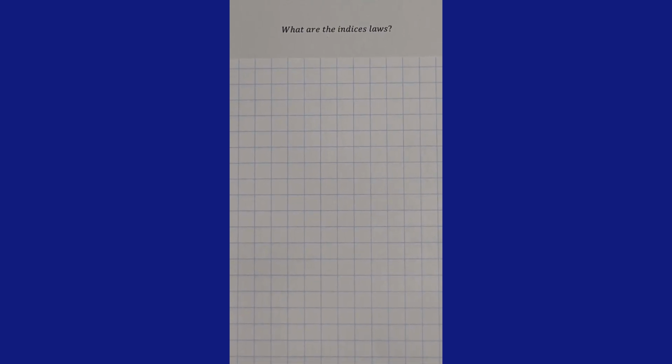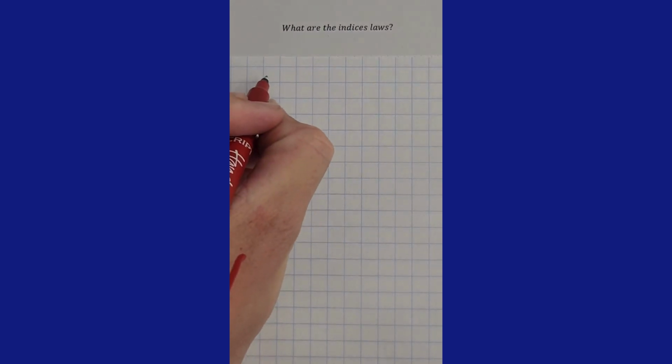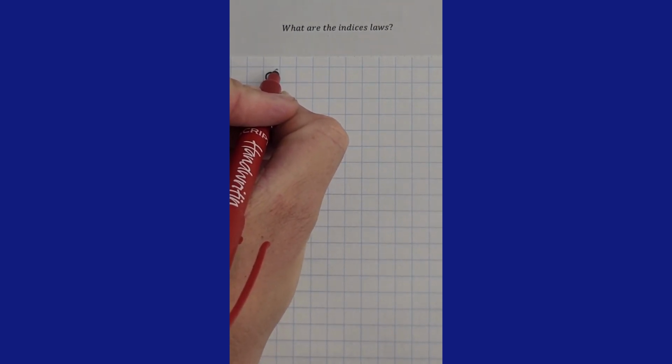Now, indices or index or powers is that little number that you might see above a letter or a larger number, in the top corner, floating around. So there's a few of the basic fundamental index laws that we need to know. For the purpose of this, we'll write a couple of those down so we've got them as a reference.